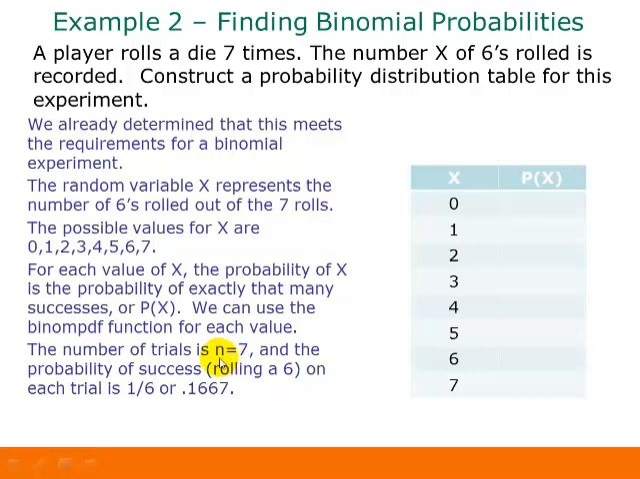So our number of trials, n, is 7, and the probability of success, rolling a 6 on each trial, is 1/6, which you can put into your binomial PDF function just like this, 1 divided by 6, or you can round it to 4 decimal places and get 0.1667.